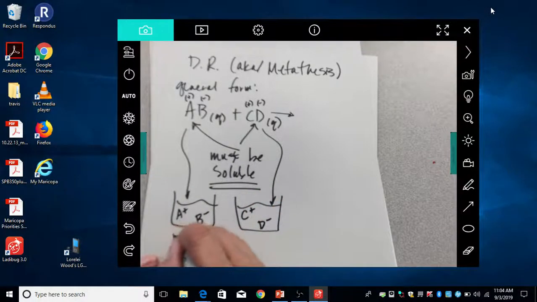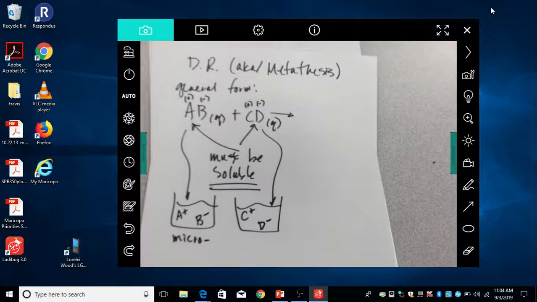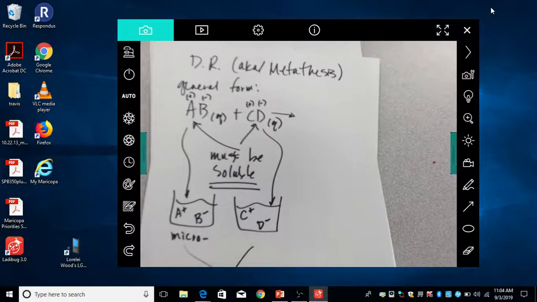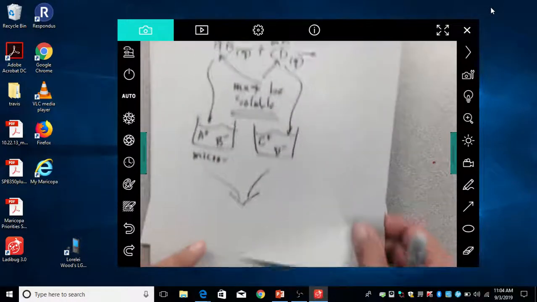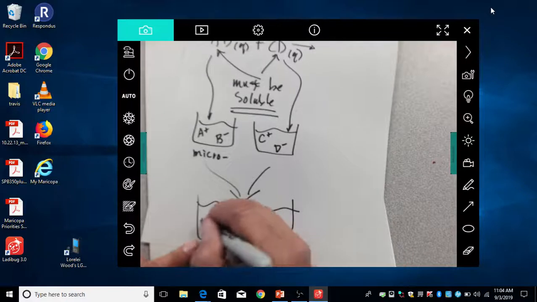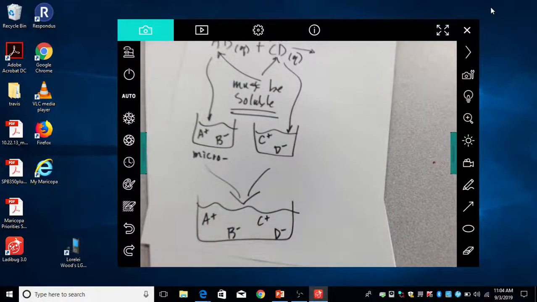So this is the microscopic perspective of the symbolic version that I'm showing you now. I want you to think about both things, all right? So we've got the symbolic version. So now if I take this and I pour everything together, I'm going to add this solution and this solution together. So now I'm going to have one big solution party, and I'm going to have A and B and C and D floating around there.